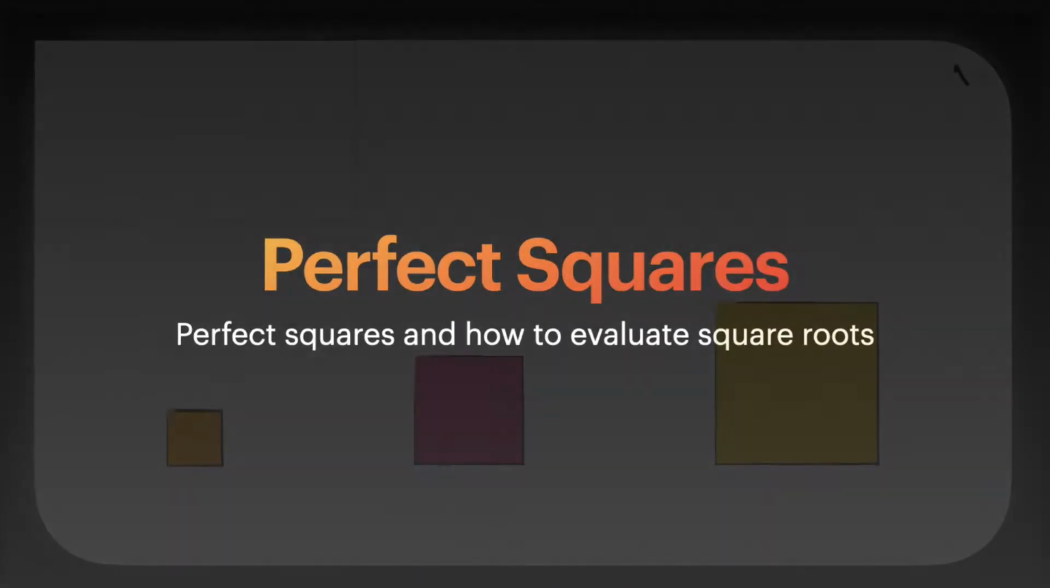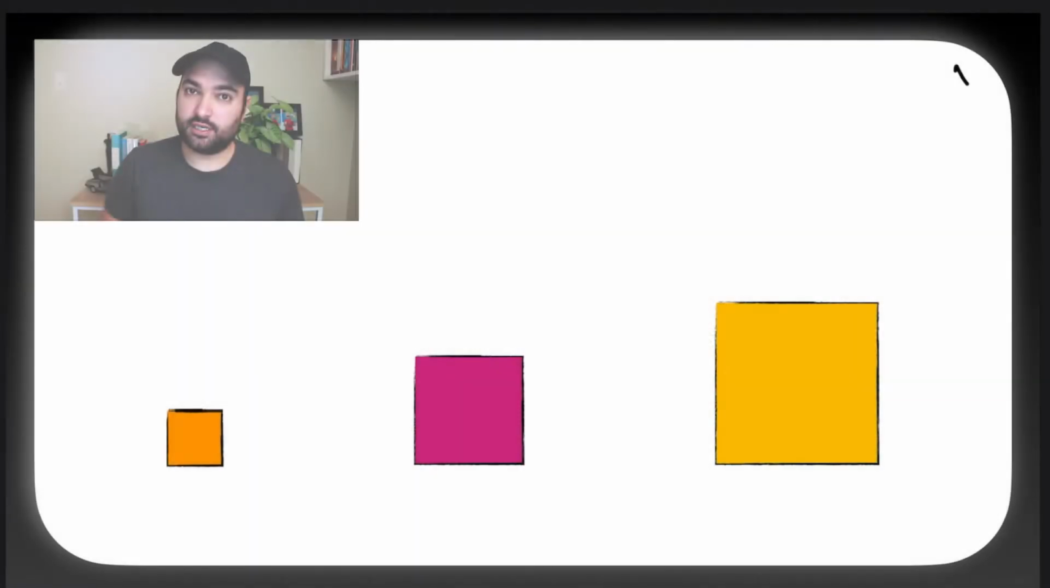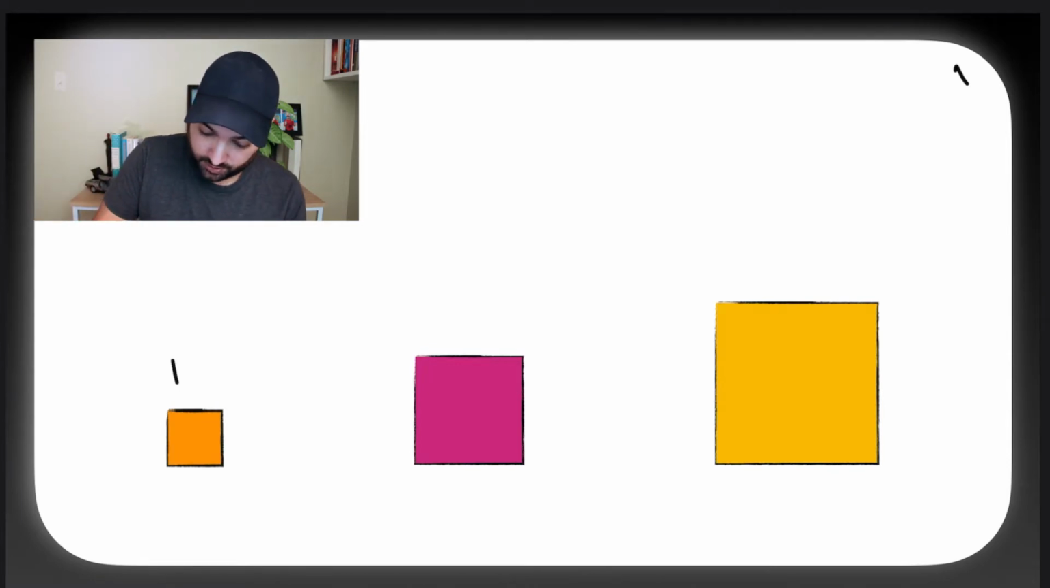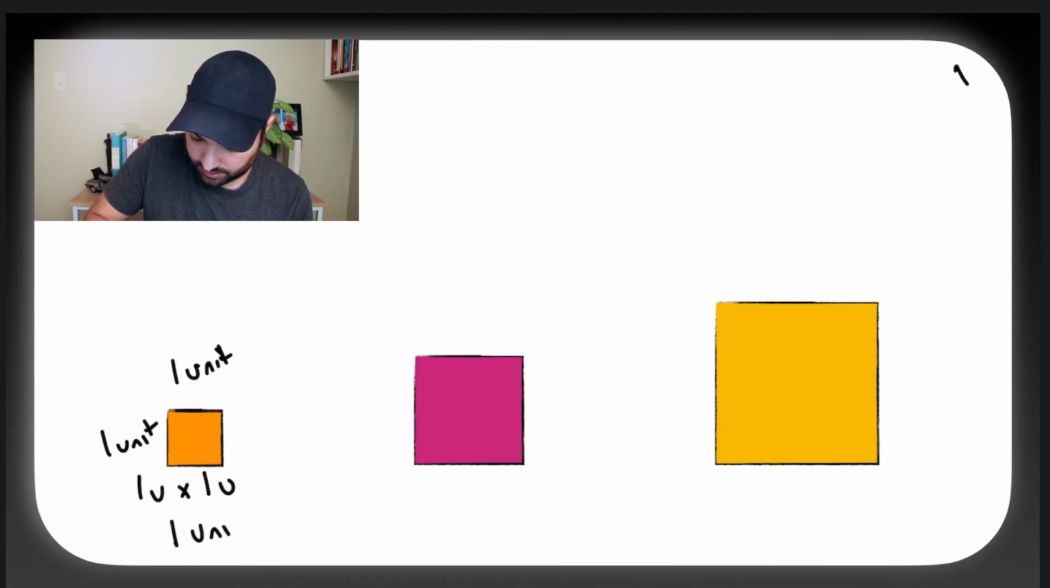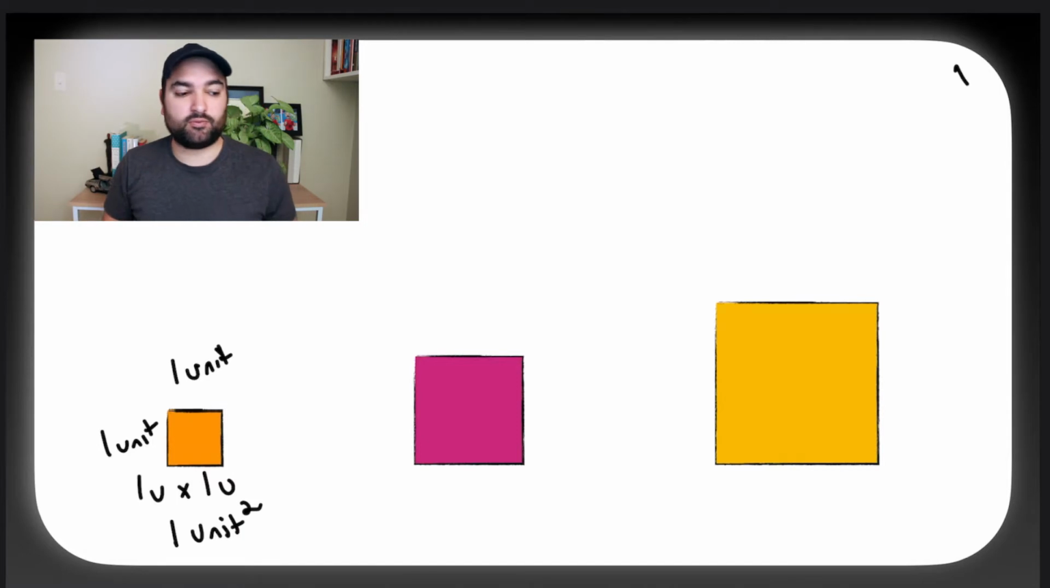Let's look at our first example. We have three squares here of different size, and because they're different sizes, they're going to cover different areas. Let's look at the first one. The first one we have here is 1 unit in width, and in height we have 1 unit. So this is a 1 by 1 square. We can write this as 1 unit by 1 unit, and 1 times 1 is 1. Unit times unit is unit squared. So we have 1 unit squared for that first square.